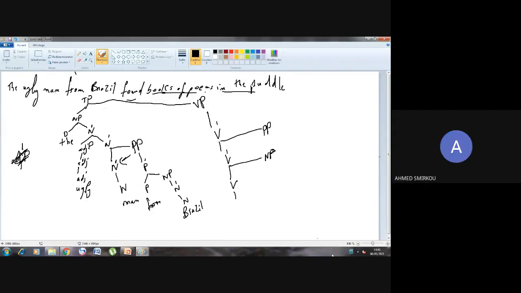Let me just do it again, just to have more space. Okay. Okay. Just save.